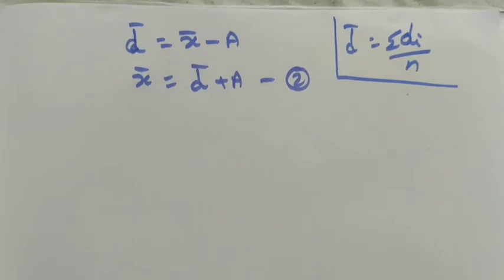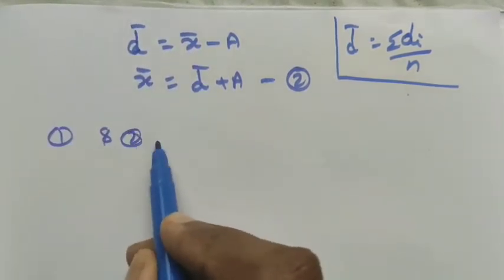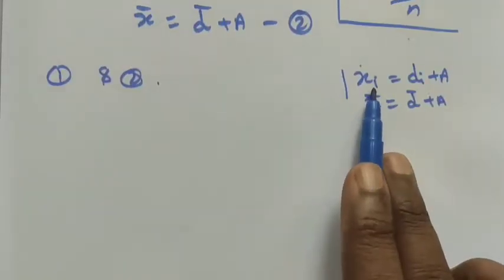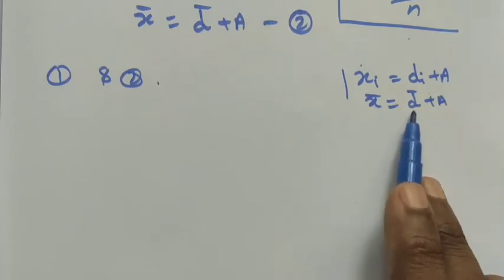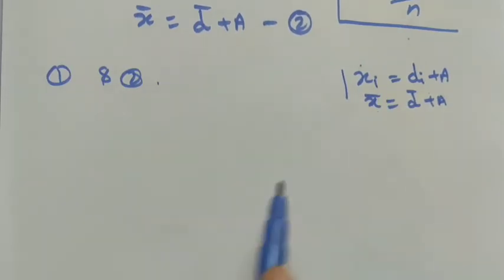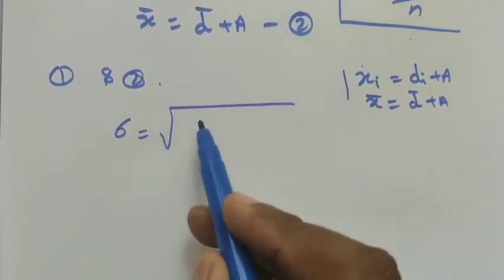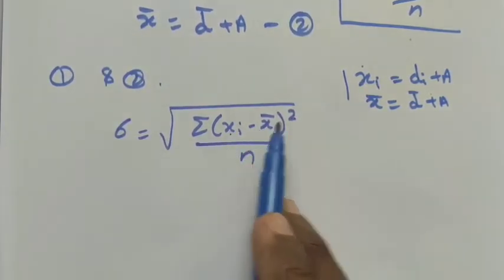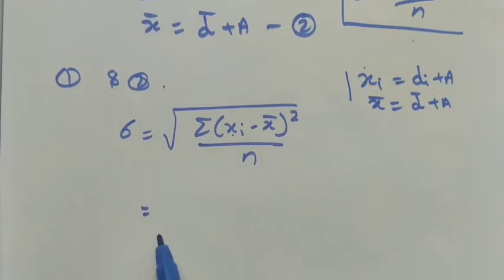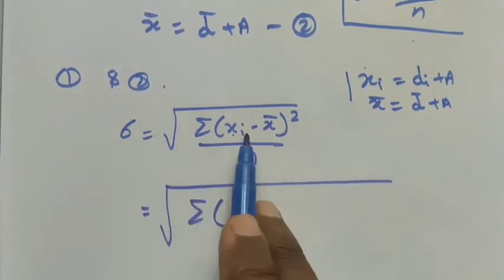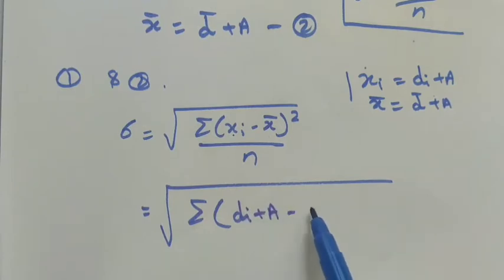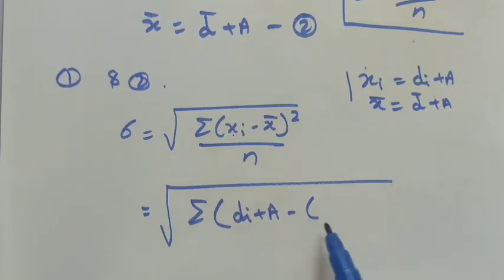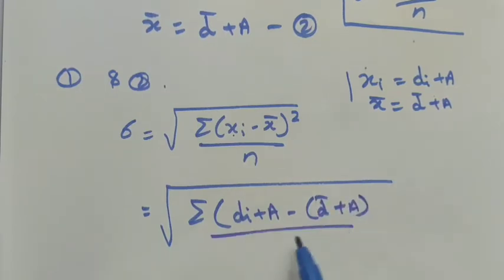See the first equation and the second equation. The first equation is xi is equal to di plus a, and the second equation is x bar is equal to d bar plus a. This xi and x bar should be substituted in the standard deviation, that is root of summation xi minus x bar whole square divided by n. In the place of xi and x bar, you are going to substitute the deviation values. Here the root of summation, in xi's place di plus a, minus the second term, x bar which is d bar plus a, divided by n.